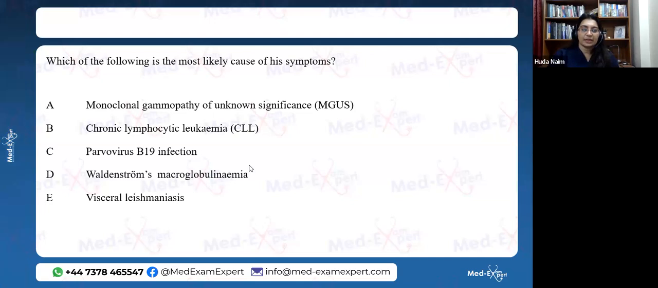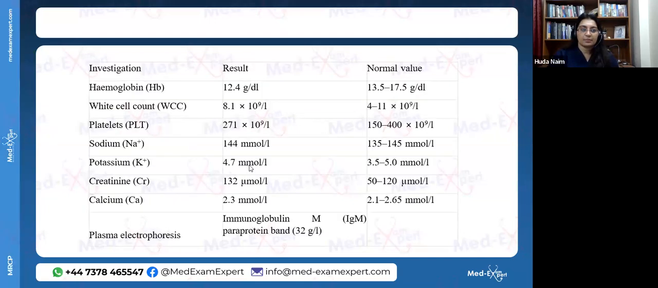I'll show you the labs again. Dr. Sindhu, look at the white cell count.